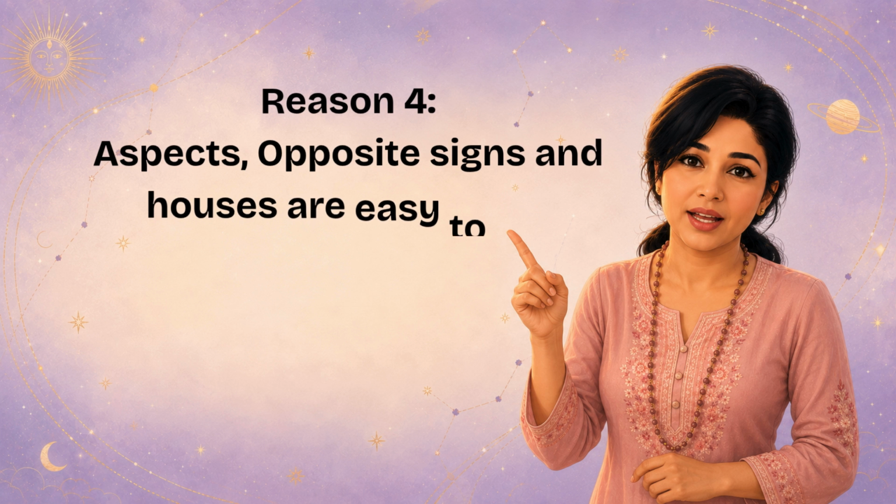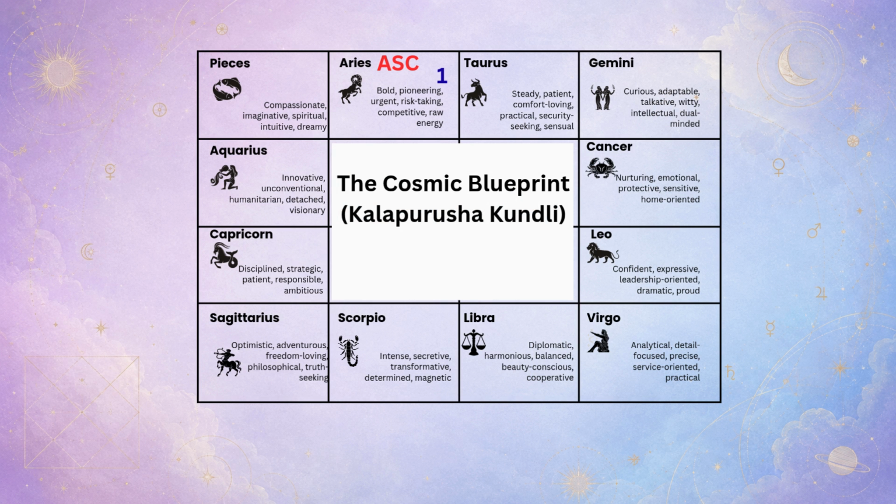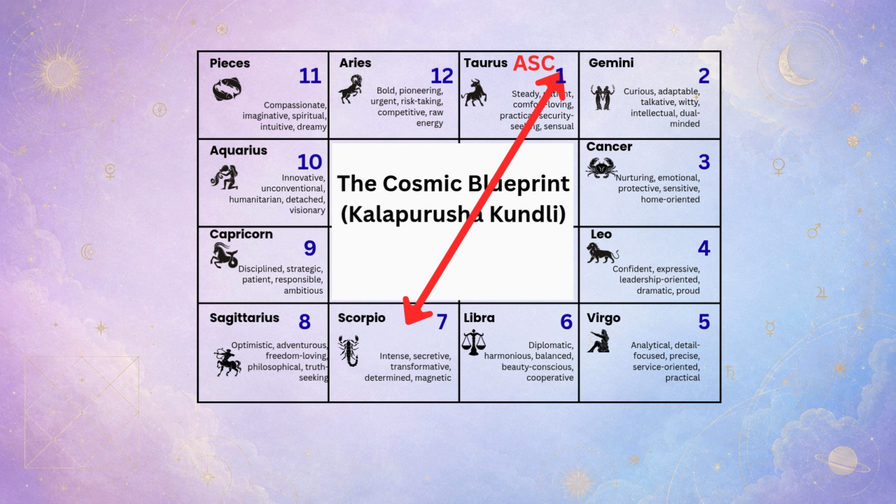Reason 4. Aspects, opposite signs and houses are easy to see. The South Indian layout also makes oppositions visually clear. For example, Aries is opposite Libra, Taurus is opposite Scorpio, Gemini is opposite Sagittarius, Cancer is the opposite of Capricorn, and so on. This also applies to houses. When Taurus becomes the ascendant, Scorpio automatically becomes the seventh house of relationships. You can see the first to seventh house axis directly across the chart.